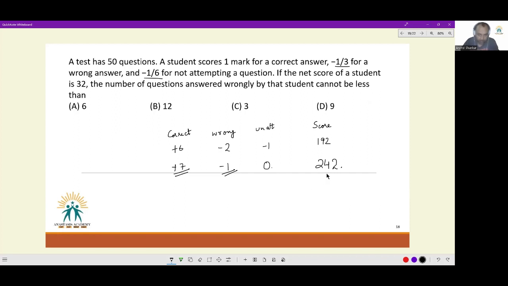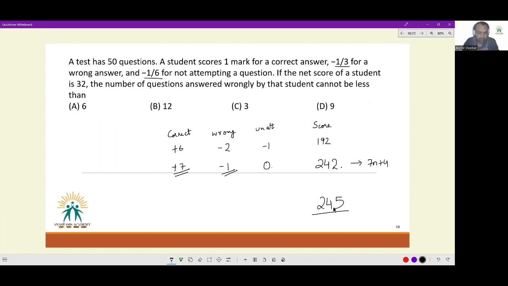Now, all I have to do is check: is 242 divisible by 7? No. I see this is a 7n plus 4 kind of number. Upon division by 7, this leaves a remainder 4. So what is the next multiple of 7? The next multiple of 7 is 245.